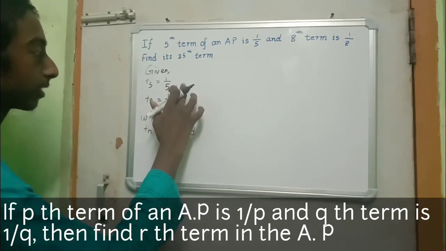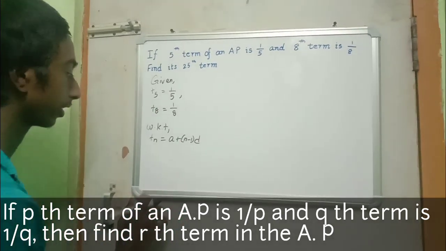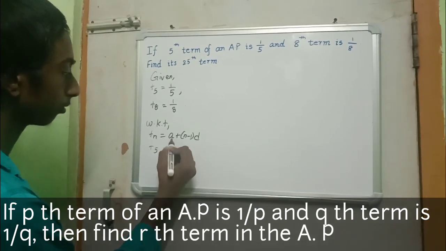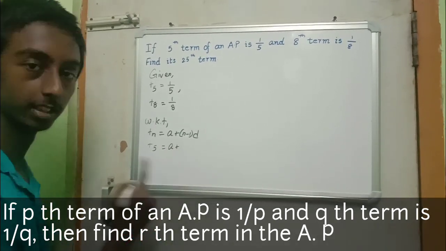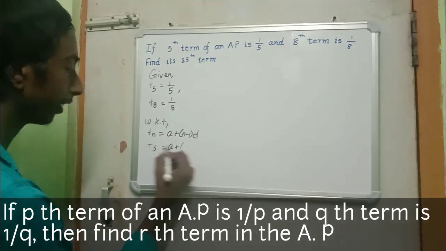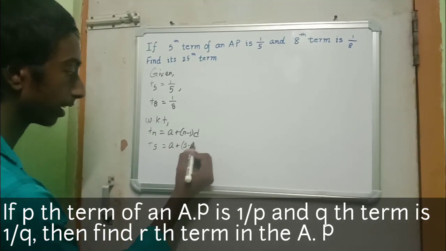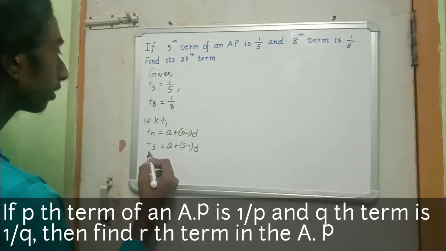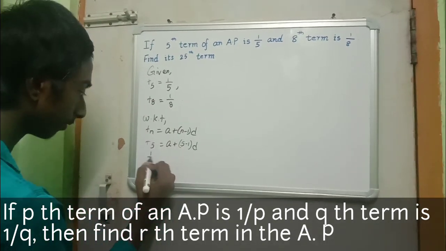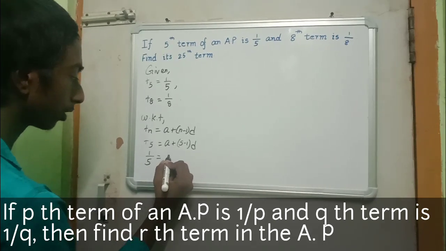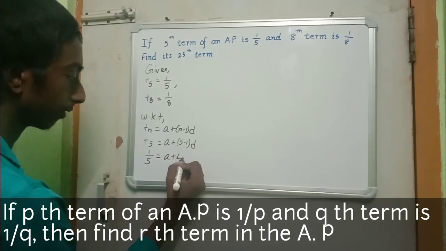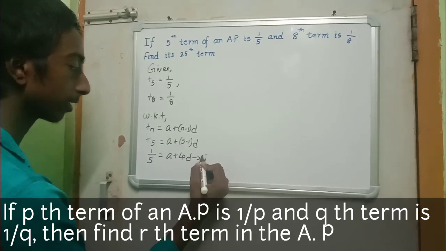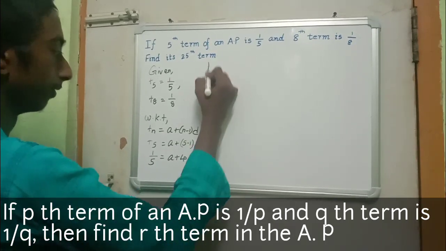Let's compare this and this equation. T5 equals a, we don't know a, that is the first term, plus (5 minus 1) d, we don't know d, that is the common difference. T5 is given as 1 by 5, so 1 by 5 equals a plus (5 minus 1), 4d. Let's make it equation 1.